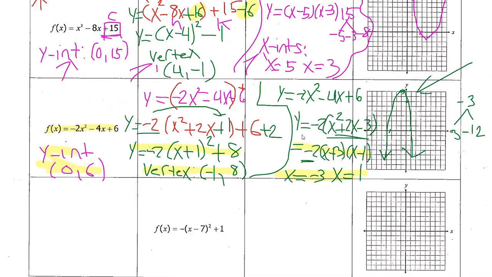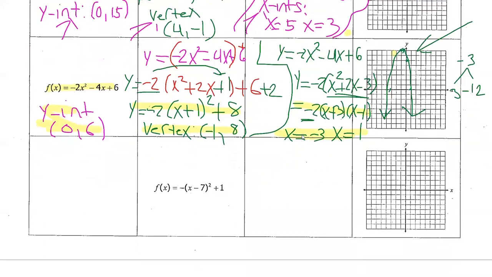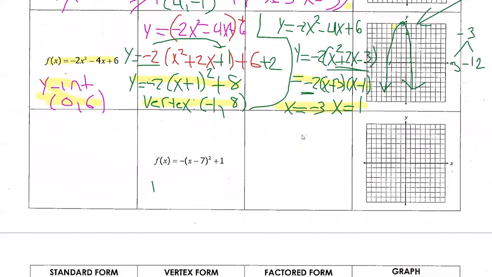All right, let's look at a question though where they don't give you your standard form to start. Like this one, they give us our vertex form. So I know my vertex, since they gave it to me, I might as well write it out. Oops, let me try that again.